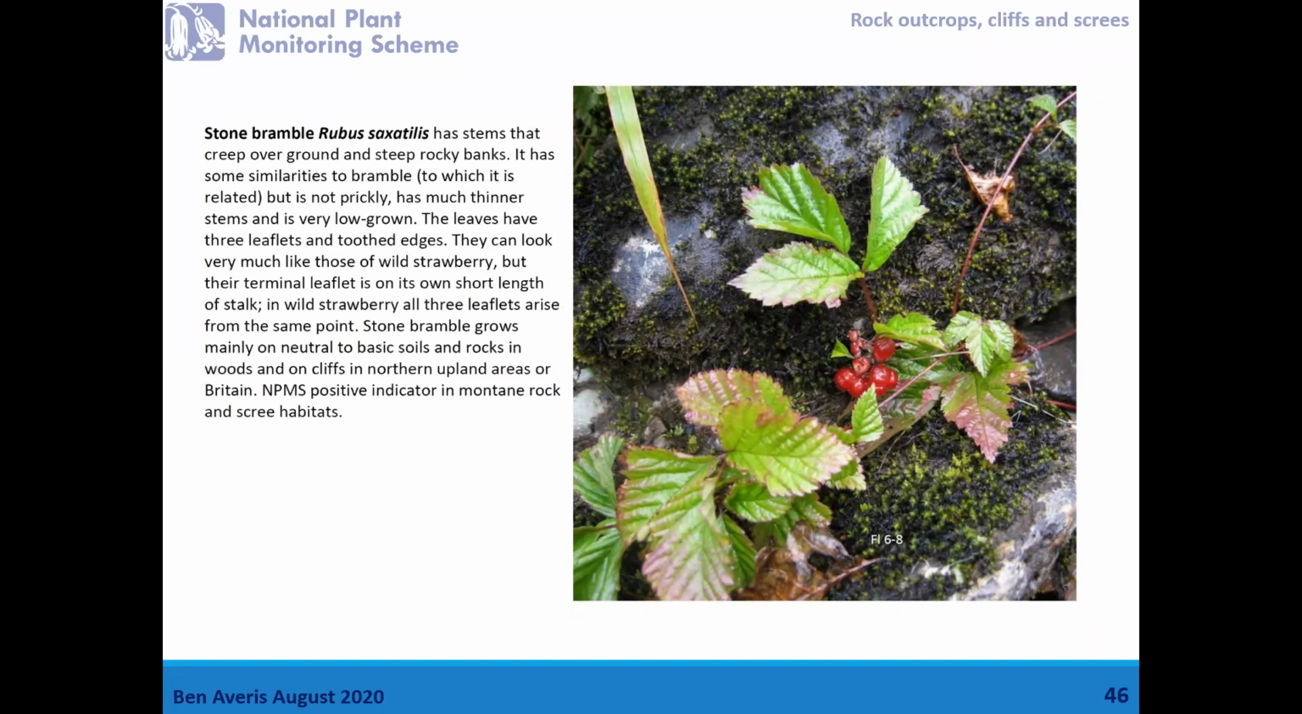But in other ways, it does look a bit like the wild strawberry, the shape of the leaflets, toothing along the edges, and the fact that it has those runners as well. It kind of creeps around mainly over rocky ground. It's much less common than the wild strawberry, and is mainly in upland places on rocky ground like cliffs and in rocky woods. So it has a white flower that looks a bit like a bramble flower. It's in the same genus as bramble.